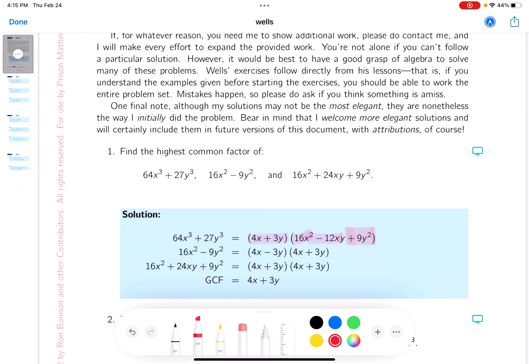The next one is a difference of perfect squares, fairly easy to do. I got this over here. This one over here, it's a perfect square. So what do you get? 4x plus 3y, 4x plus 3y, all right? So the question becomes, what's the greatest thing they have in common? Well, if you look at it, they just have this in common. That's all they have in common. So what's the greatest common factor? 4x plus 3y, all right? Thank you.